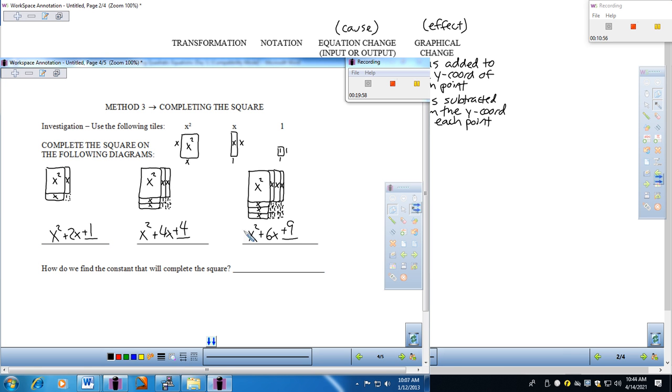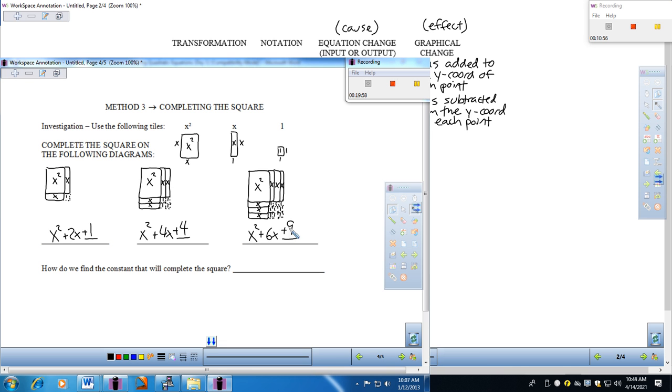It says, how do we find the constant that will complete the square? If you've seen it before, maybe you know. If not, I'll give you a hint. It has to do with this b value right in here. So this number right in front of the x, this coefficient, we call it the b value. Do something to this to get to that. Do something to this to get to that. Do something to this to get to that.